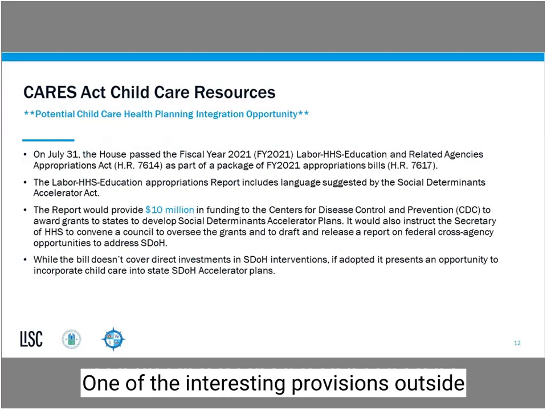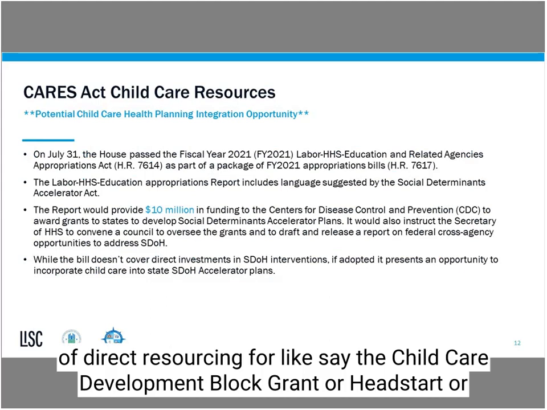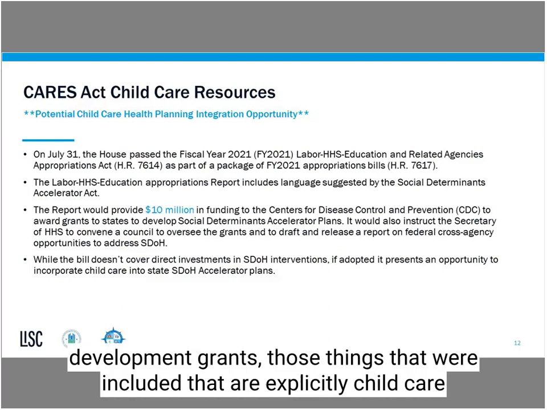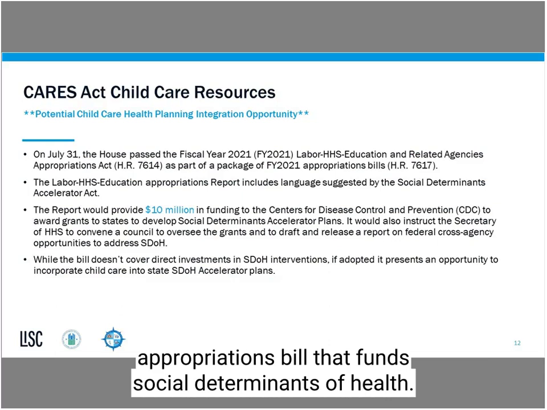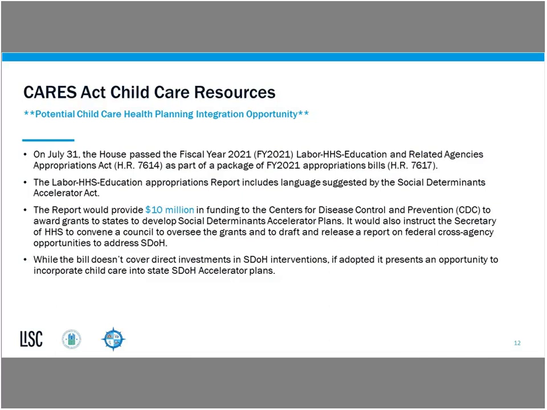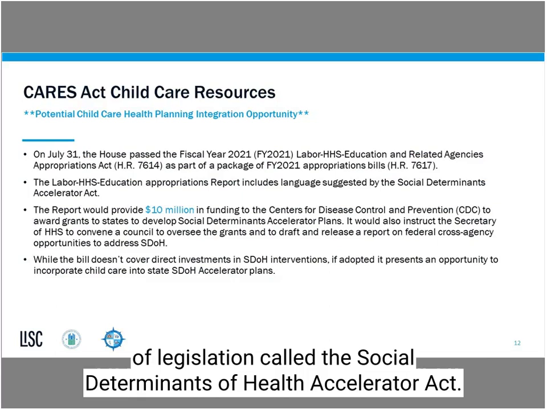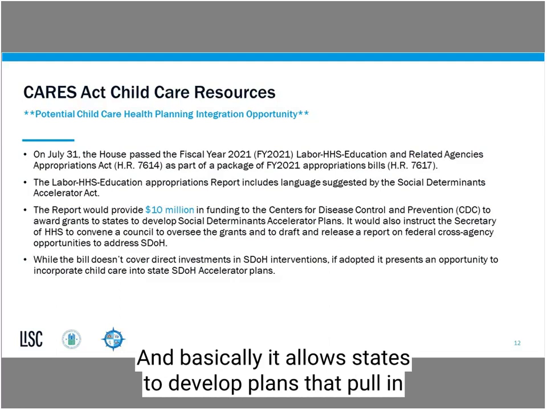One of the interesting provisions outside of direct resourcing for, say, the Child Care Development Block Grant or Head Start or Preschool Development Grants, those things that were explicitly child care, is language included in the House Appropriations Bill on the health side that funds social determinants of health. So there is a pending piece of legislation called the Social Determinants of Health Accelerator Act.